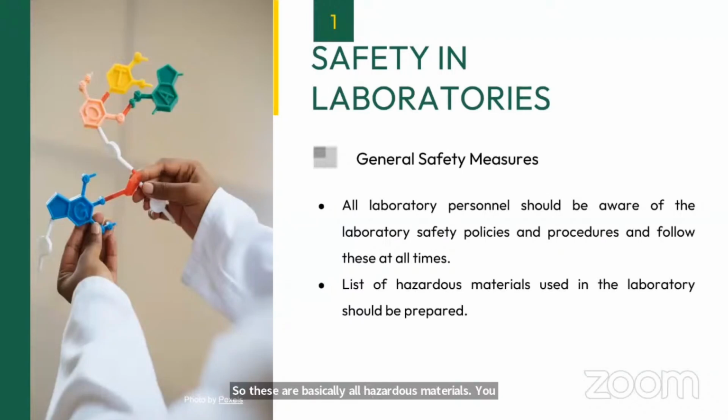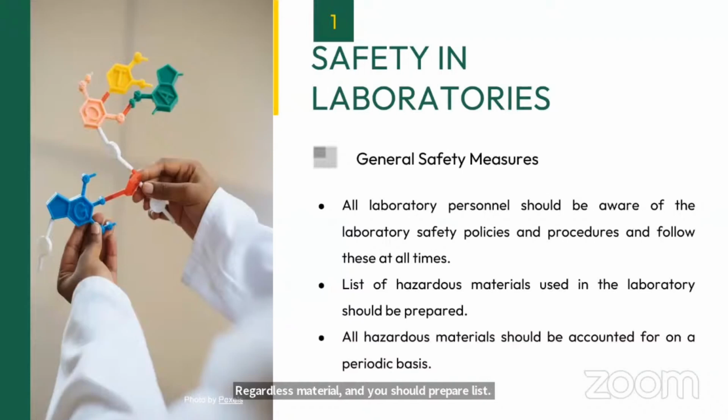These are all hazardous material and you should prepare an appropriate list of this hazardous material. Hazardous material should be accounted for on a periodic basis. You have to audit them periodically, whether they are appropriately stored, whether they are appropriately handled, whether correct maintenance of those cylinders is done or not. So it should be done at appropriate intervals and on a periodic basis.